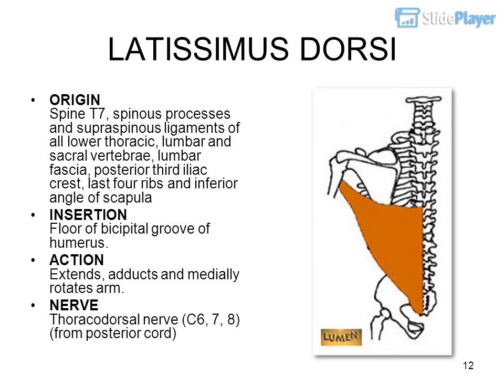Latissimus dorsi. Origin: spine of T7, spinous processes and supraspinous ligaments of all lower thoracic, lumbar and sacral vertebrae, lumbar fascia, posterior third of iliac crest, last 4 ribs and inferior angle of scapula. Insertion: floor of bicipital groove of humerus. Action: extends, adducts, and medially rotates the arm. Nerve: thoracodorsal nerve, C6, 7, 8, from posterior cord.